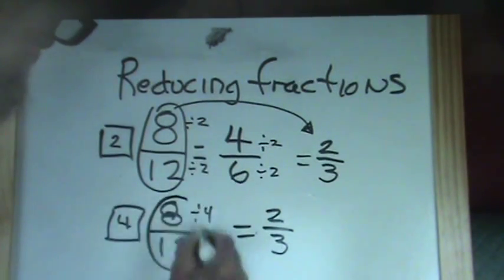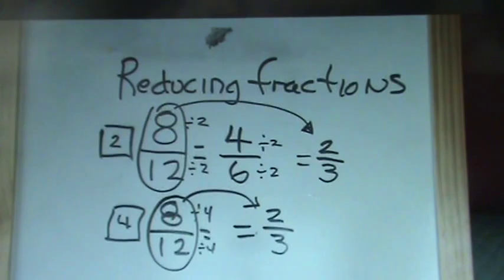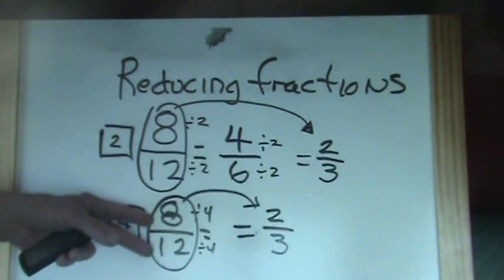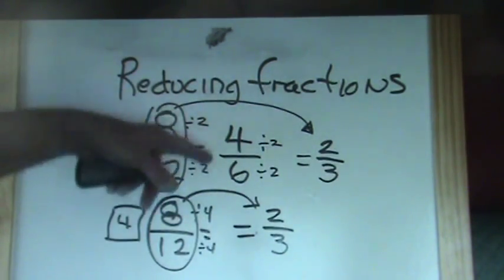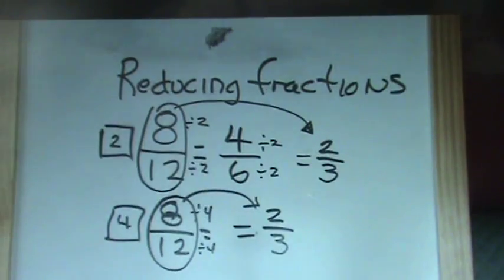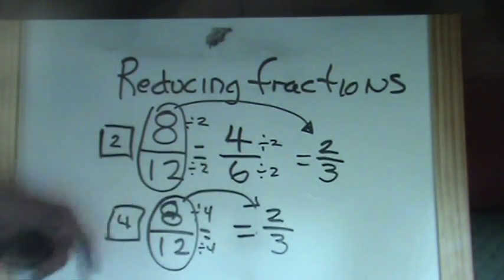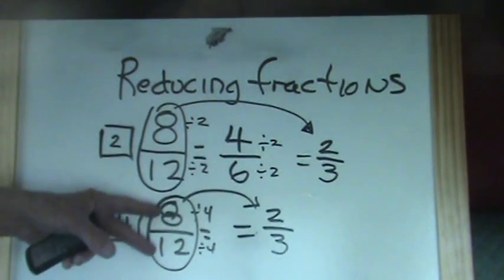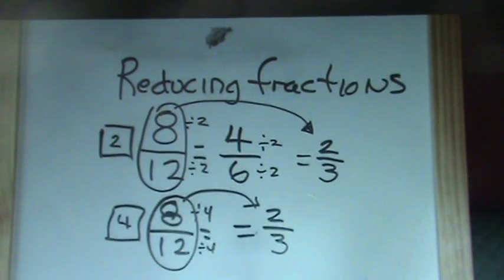So you'll see that we got exactly the same answer, but by choosing the largest number that goes into both of our numbers, we eliminated a step. We save ourselves a step. So when you're thinking about numbers that go evenly into the fraction, look for the largest number that will go evenly into both of those.